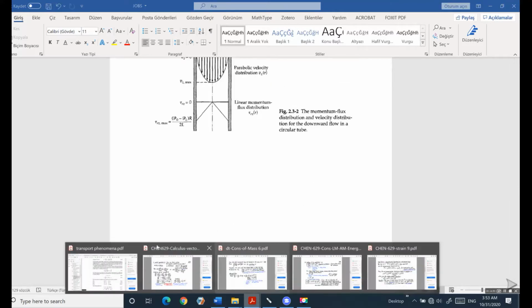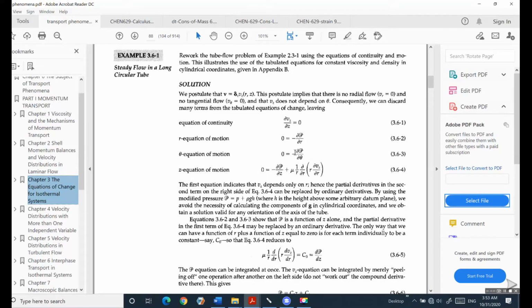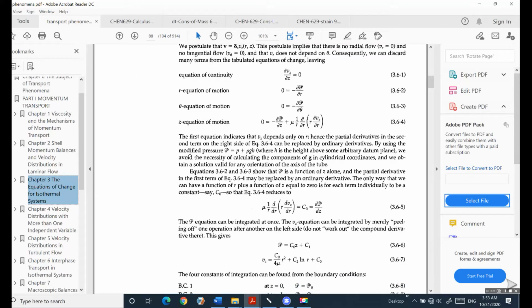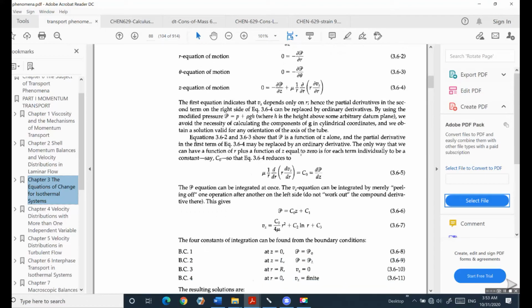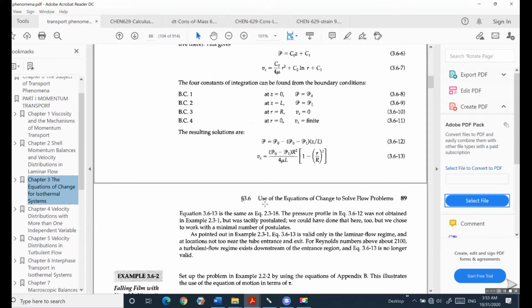So this example is our first example in chapter 3: how we use our continuity equations, and how we go and use appendix B in the open form of the equation, which terms we omit and which terms we keep, what the solution is, and analyzing all the problems.